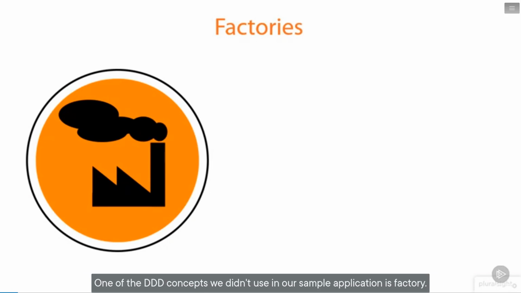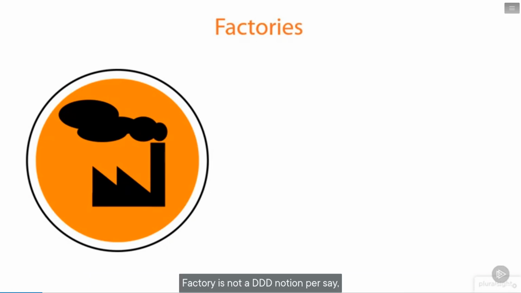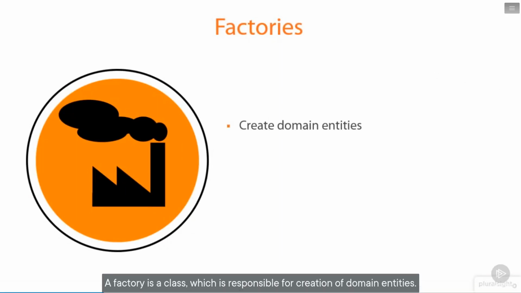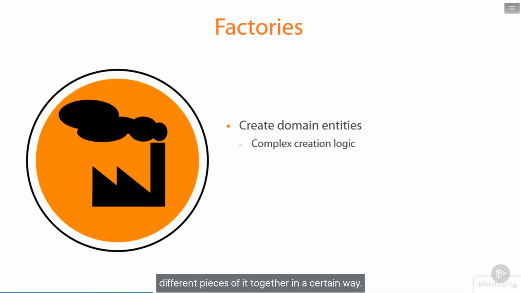One of the DDD concepts we didn't use in our sample application is factory. Factory is not a DDD notion per se, it was first described by the Gang of Four in the Design Patterns book, but it's still worth discussing. A factory is a class which is responsible for creation of domain entities. Sometimes creating an entity requires a lot of work in the sense that you need to retrieve some information from different places and combine different pieces of it together in a certain way.